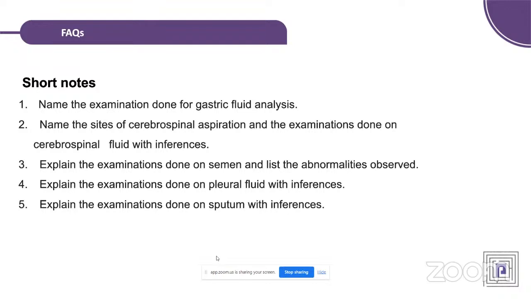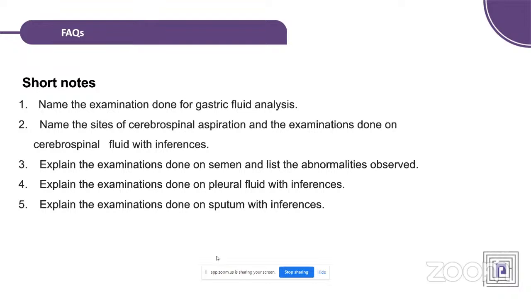So next question would be: name the sites of CSF and examinations done on CSF with inferences. This is, as far as I know, the most important question, which is mostly asked as an essay question. Here it is asked for short notes, so you can write a little bit briefly, but if it is asked for an essay, they will ask what are the whole examinations you do on CSF and how will you collect the sample. All these topics are being asked.